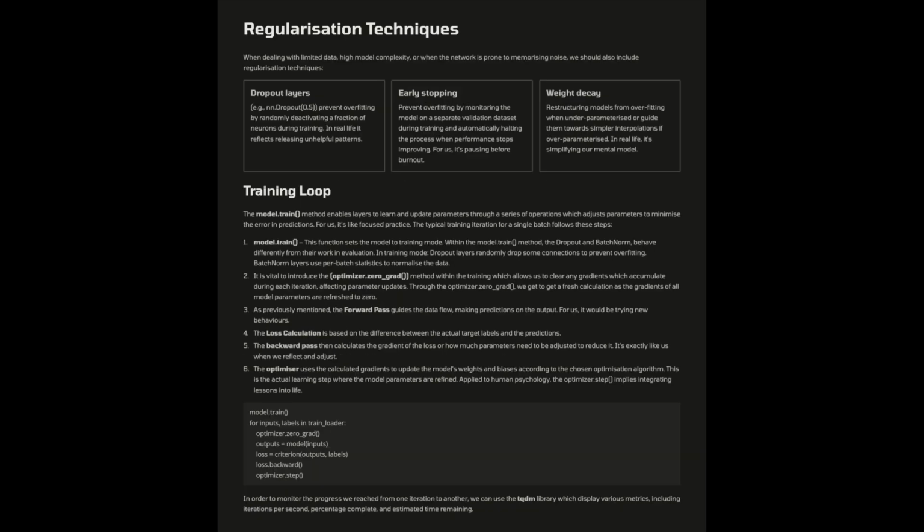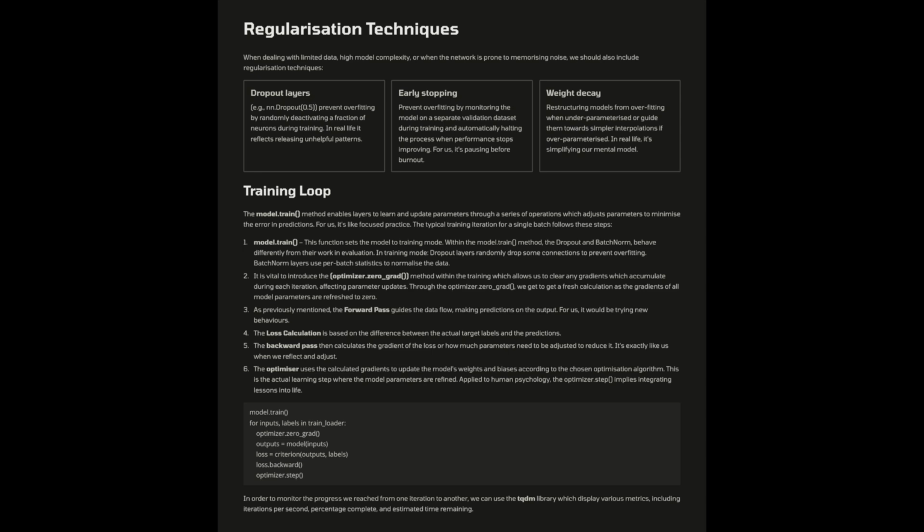When dealing with limited data, high model complexity, or when the network is prone to memorizing noise, we should also include regularization techniques. Dropout layers prevent overfitting by randomly deactivating a fraction of neurons during training. In real life, it reflects releasing unhelpful patterns. Early stopping prevents overfitting by monitoring the model on a separate validation dataset during training and automatically halting the process when performance stops improving. For us, it's pausing before burnout.